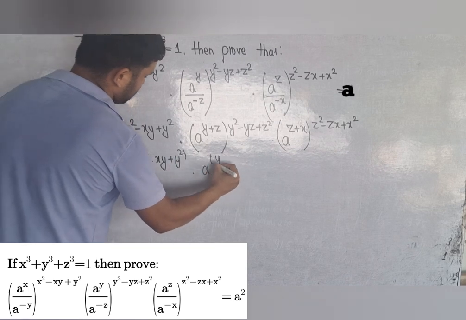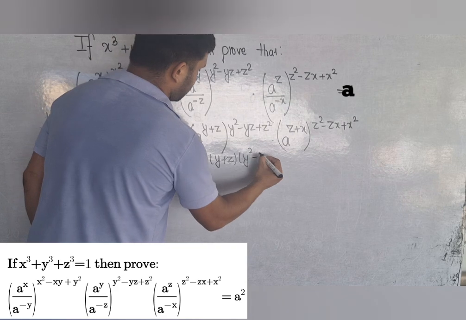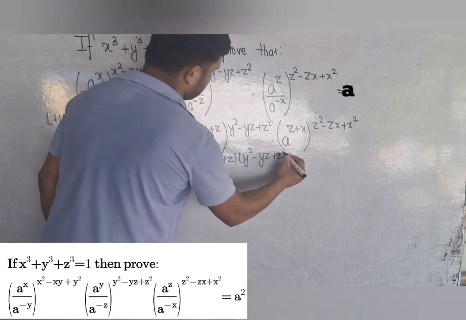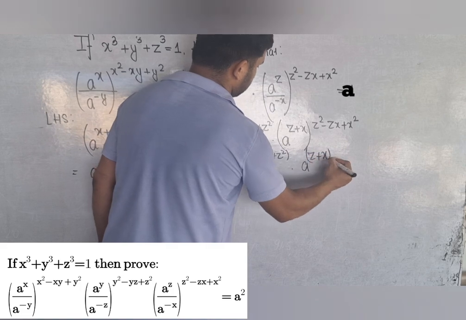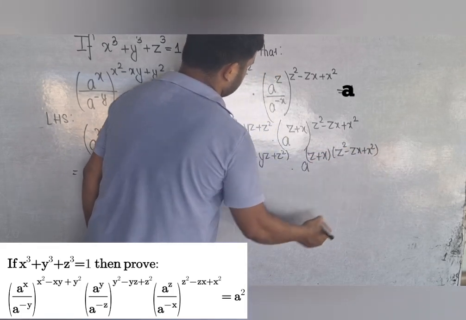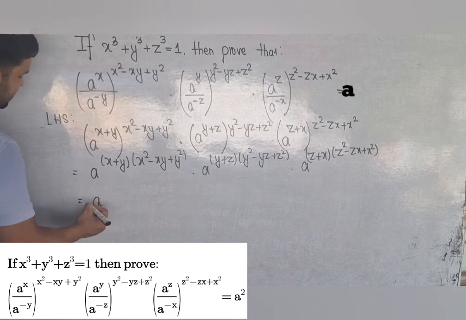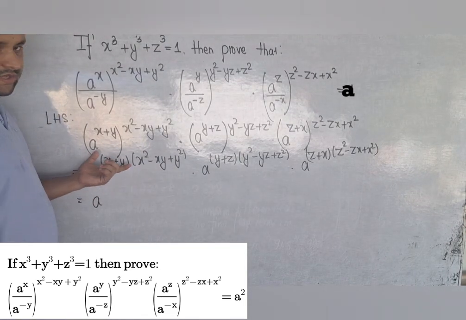Now again, it's y plus z. It multiplies to y square minus yz plus z square. Now in the same manner, z plus x multiplies to z square minus zx plus x square. Now if you observe carefully, this looks like a formula: a plus b, a square minus ab plus b square. It is structured in that way.